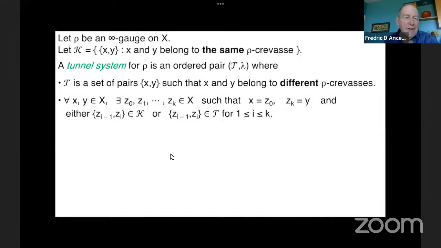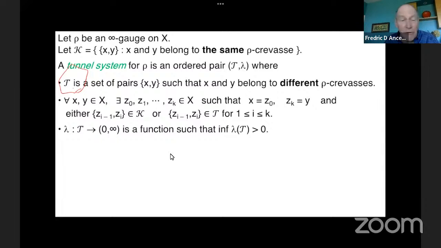And furthermore, if I take any 2 points in the space, I can join them by a sequence of points where 2 points either are in the same crevasse or they are elements of this collection T. So I'm assuming T is big enough so I can get between any 2 points of the space by a sequence of steps where either the 2 points are finite distance apart or I'm an element of T. And then I also need a length function for these steps that go between crevasses, the elements of T. And the only condition on that length function is that the inf of all the values is strictly positive. And I'm going to call the elements of T tunnels.